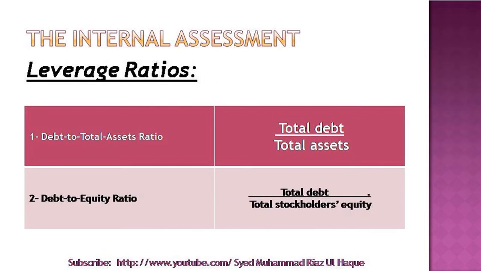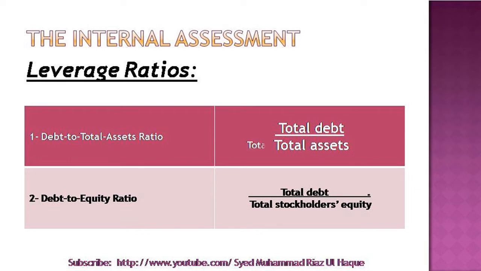Now we talk about the leverage ratios. First, we have the debt to total assets ratio, which equals total debt divided by total assets, and it measures the percentage of total funds that are provided by creditors. Next, we have the debt to equity ratio, which equals total debt divided by total stockholders' equity. It tells you the percentage of total funds provided by creditors versus by owners.